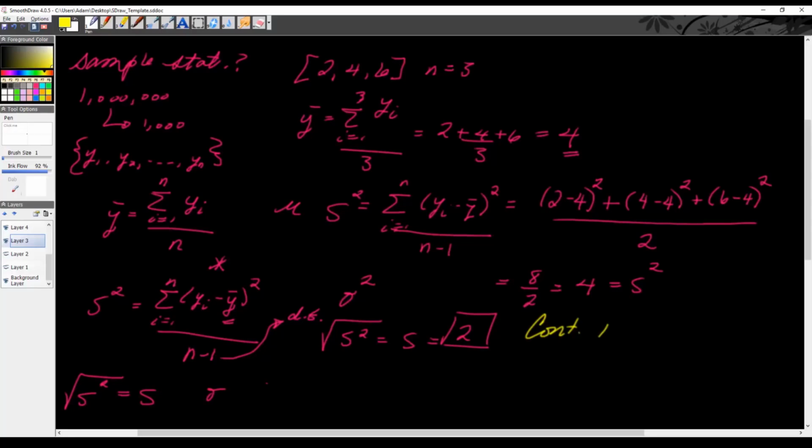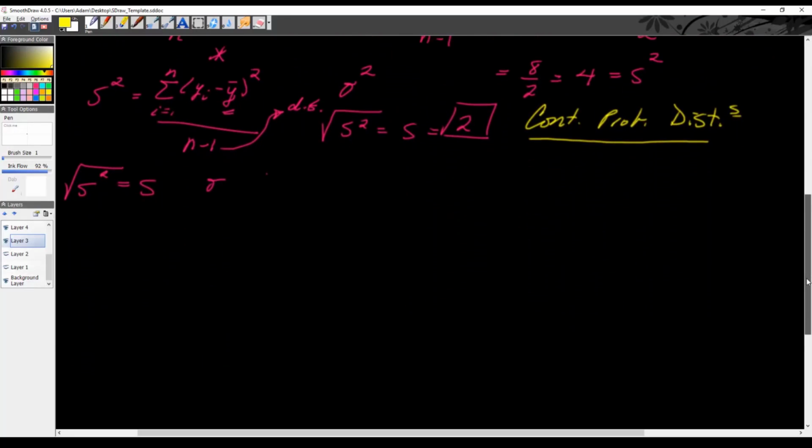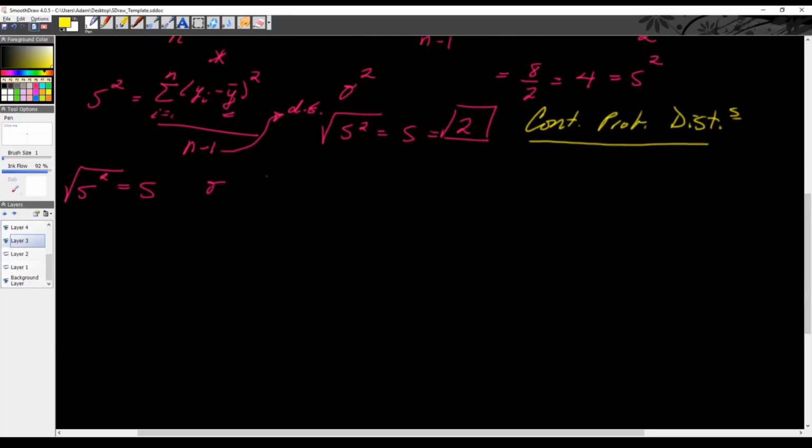So, continuous probability distributions. I know I'm going fast, and I can give you notes packets to supplement this discussion, and you're probably following along.